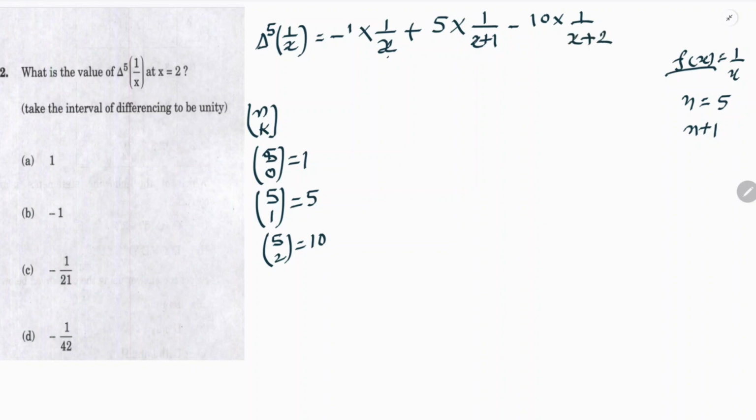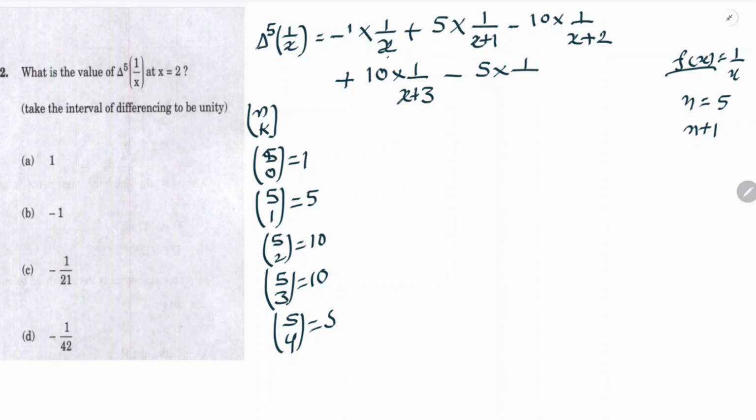We have to write 6 terms in total. Why? Because the power is 5. Then we have to use plus. We calculate 5C3. That will also be 10. 10 into, now we have to add one more, x plus 3. Then minus sign, 5C4. 5C4 will be 5. 5 multiply 1 upon x plus 4.